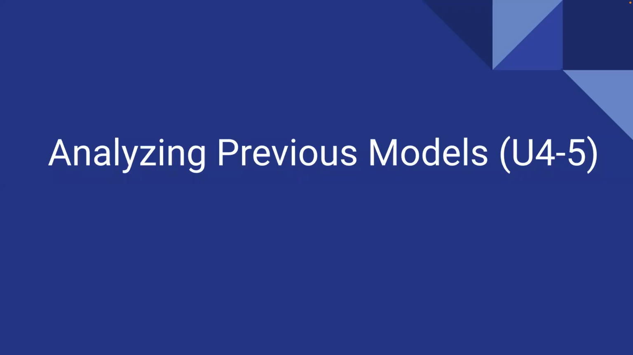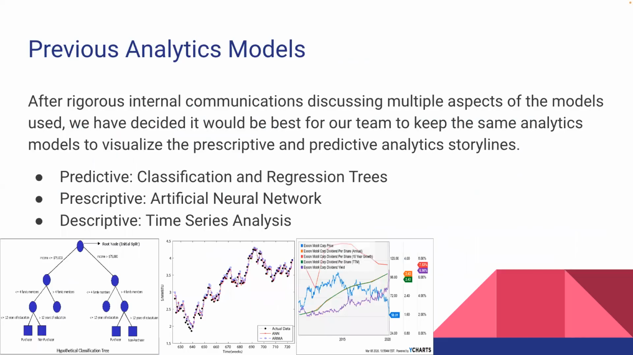The next part was analyzing previous data models, and this was the last part of Use Case 4. The task here was to decide whether we should keep the same models that we have been using or change them. We discussed amongst our team, and we decided that it would be best to keep the same analytics models to visualize the prescriptive and predictive analytics storylines. And the models we have are right here. For predictive, we have classification and regression trees. For prescriptive, we have artificial neural network, and for descriptive, time series analysis.